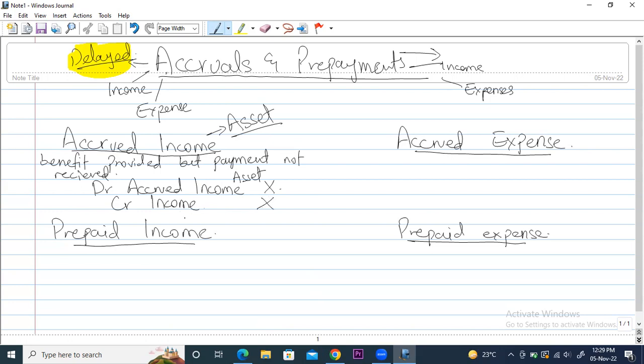Now you know why are we crediting income? Because I just told you in the start, the accrual concept is basically income earned and expenditure incurred basis. We are actually not receiving cash. You can see there is no debit cash over here. There is just an asset being debited, but we are crediting the corresponding thing, which is the income, right? So this is what we do over here.